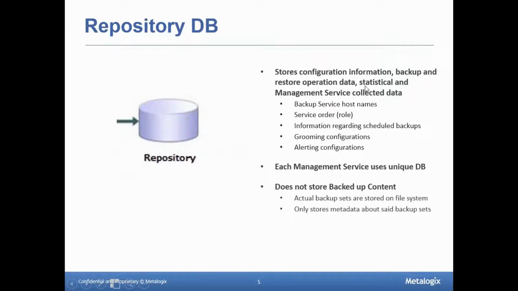Here's where we actually store all of our configuration information, backup and restore operation data, and statistical and management service collected data. What's meant by that in detail is we've got backup service host names, for instance, information about the farm topology, and service orders for those backup services, which I'll talk about in more detail in the backup services section. Information regarding scheduled backups, obviously. This is all the stuff that's shown in human readable format in the UI, but obviously we can get to that same information from the tables if need be.